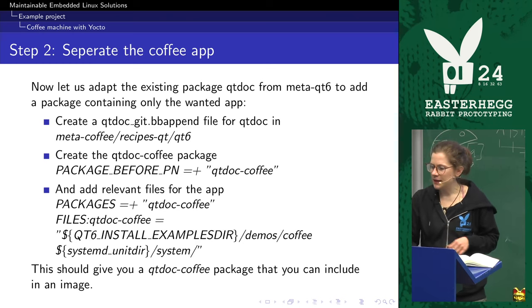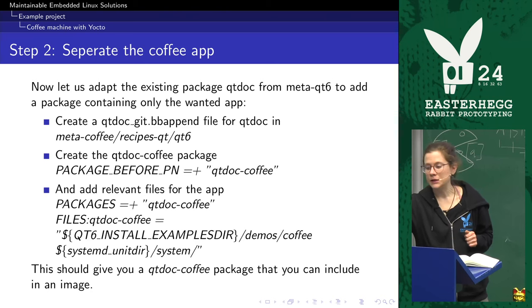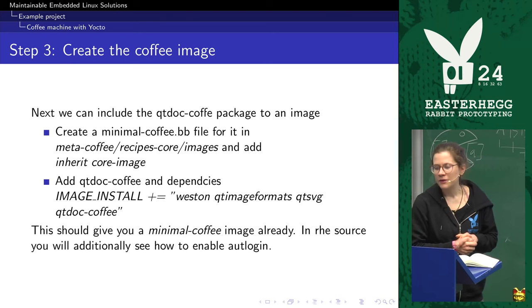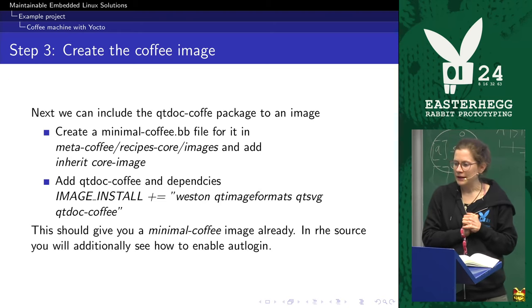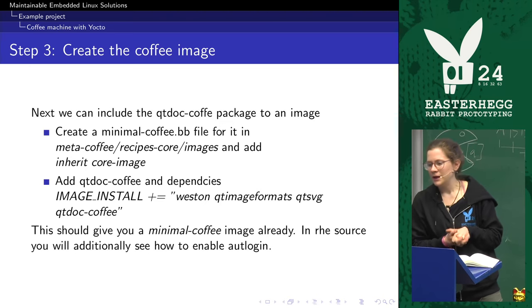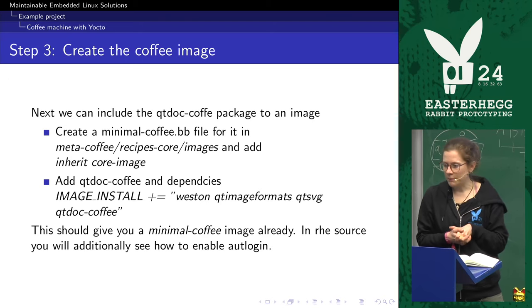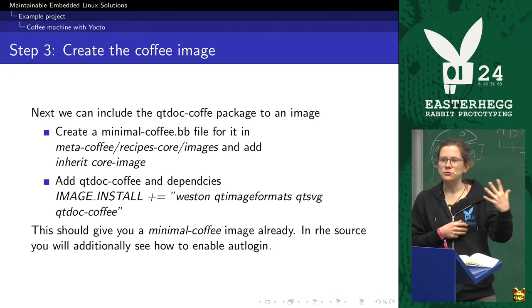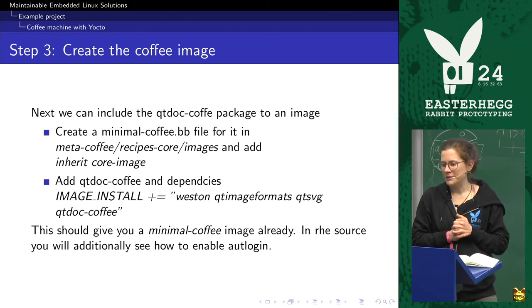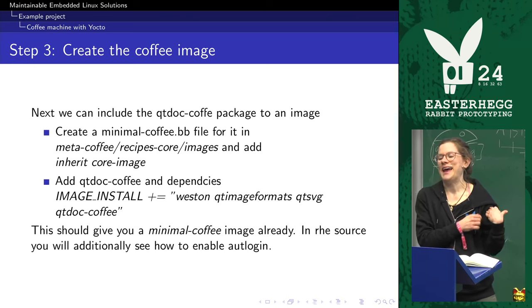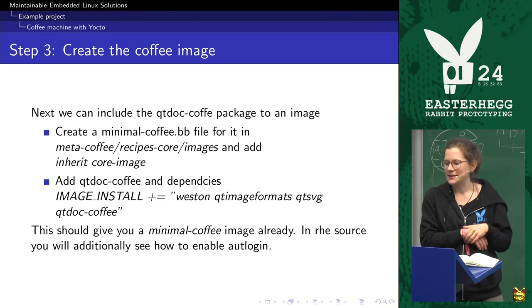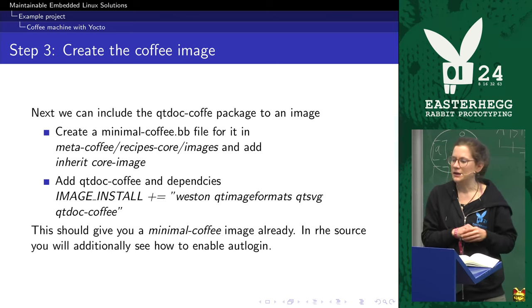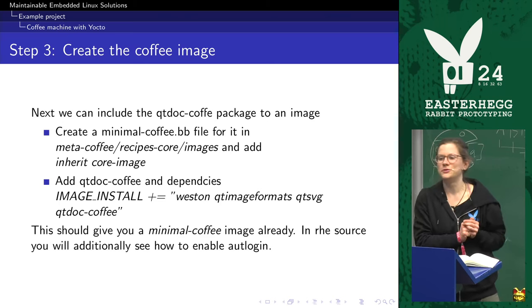With these basic steps, we can already include our Qt doc coffee package in our image. And for that, I've created another image here called minimal coffee, which will inherit from the core image functionality of Yocto and add the Qt doc coffee and some further packages like Qt image formats and so on, which we will need to properly display the images in our image install. Might be cleaner to add this in a runtime dependency than just installing it there, but we will need the packages, so let's add it all to our coffee image. Then we can build our coffee image for the first time.